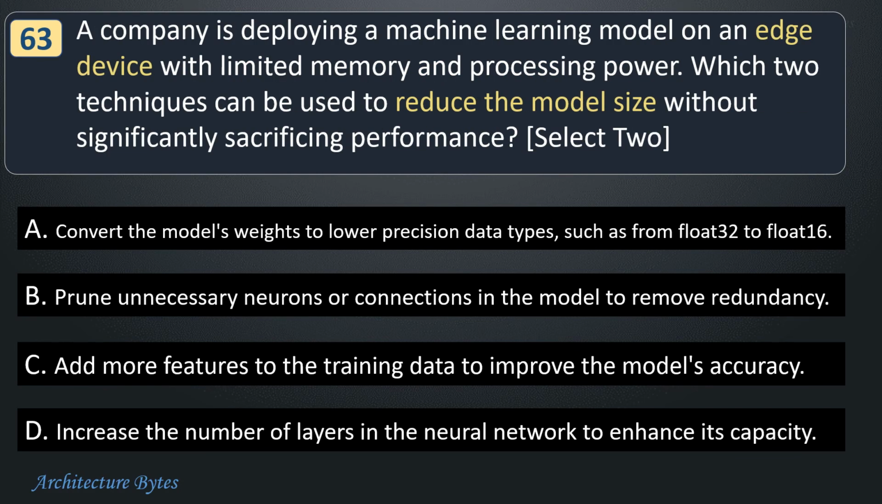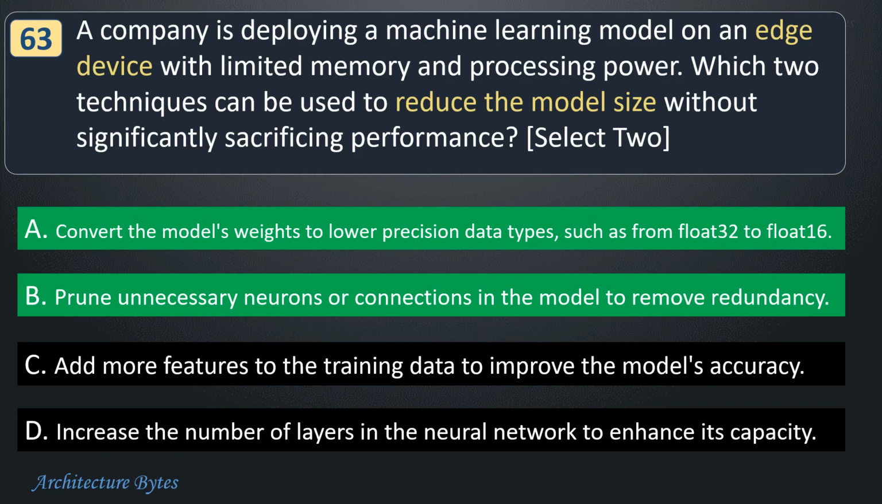A company is deploying a machine learning model on an edge device with limited memory and processing power. Which 2 techniques can be used to reduce the model size without significantly sacrificing performance? Our options are A, convert the model's weights to lower precision data types such as from float 32 to float 16. B, prune unnecessary neurons or connections in the model to remove redundancy. C, add more features to the training data to improve model's accuracy. Or D, increase the number of layers in the neural network to enhance its capacity.